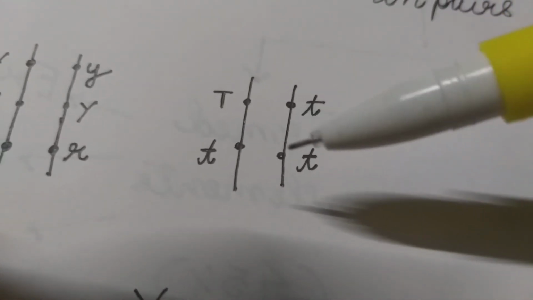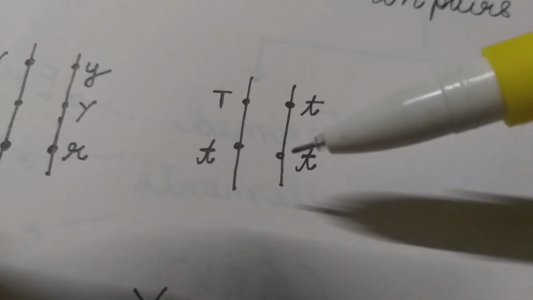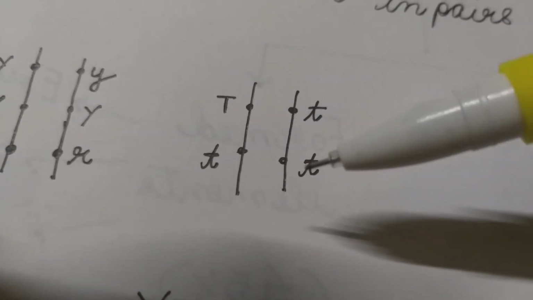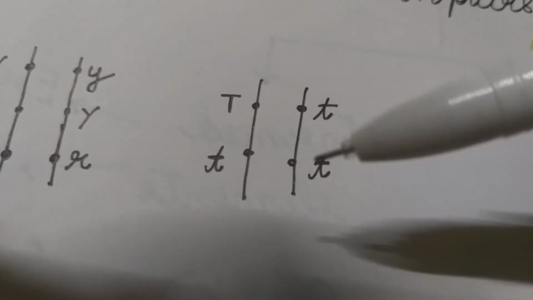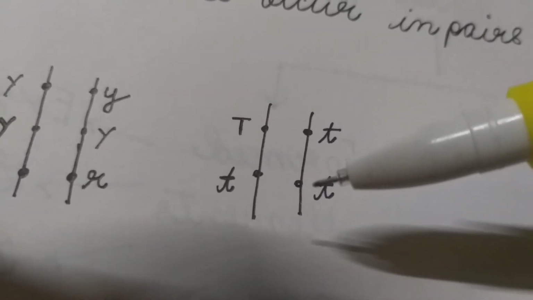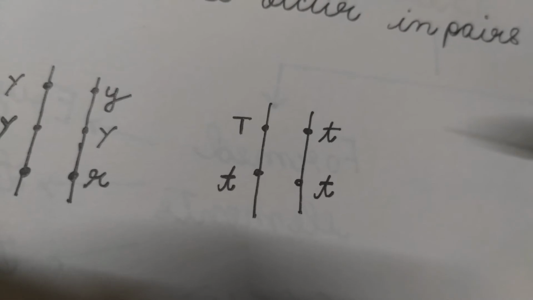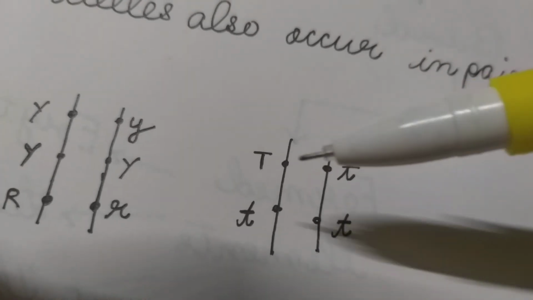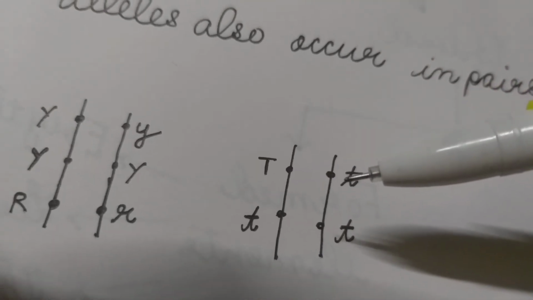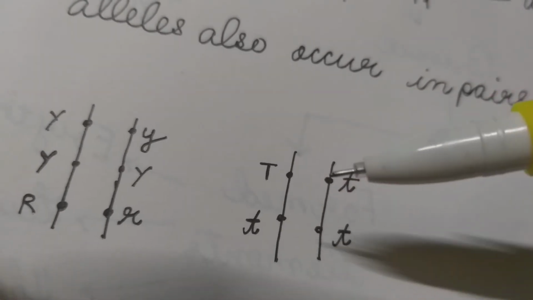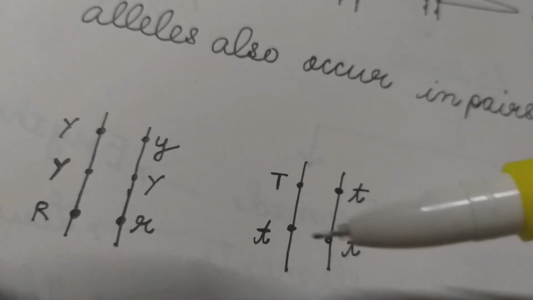This is another pair of alleles in the same chromosome. Both alleles are same, they are similar. Both are responsible for expression of dwarfness, small t, small t. So each character is controlled by a specific gene, and the gene exists in the form of a pair of alleles. They occur in the paired chromosomes in the form of pairs. Alleles are paired.